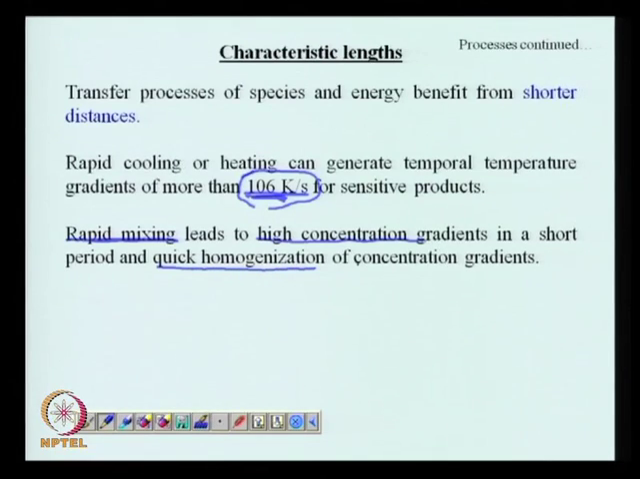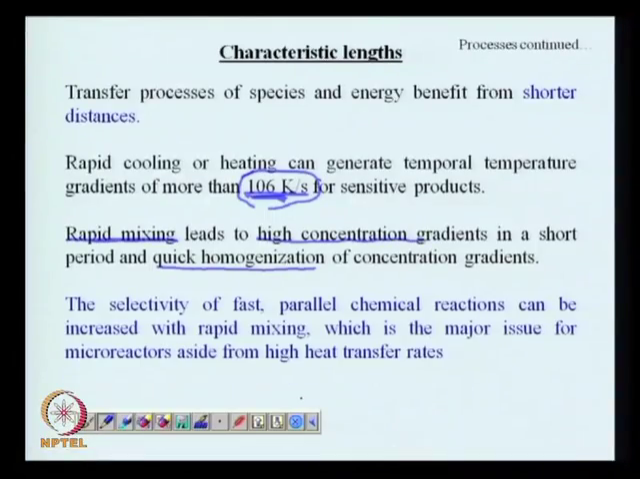So, if you are dissolving a substance in a micro device, then the high concentration gradients, since the concentration changes over a very short distance, would give rise to a quick dissolution of the substance. The high concentration gradient ensures that the system comes to equilibrium at a faster rate compared to a macro system. Now, the selectivity of fast parallel chemical reactions, as we have seen before, can be increased with rapid mixing, and this is one of the major advantages. This can be tuned to become one advantage of microreactors.